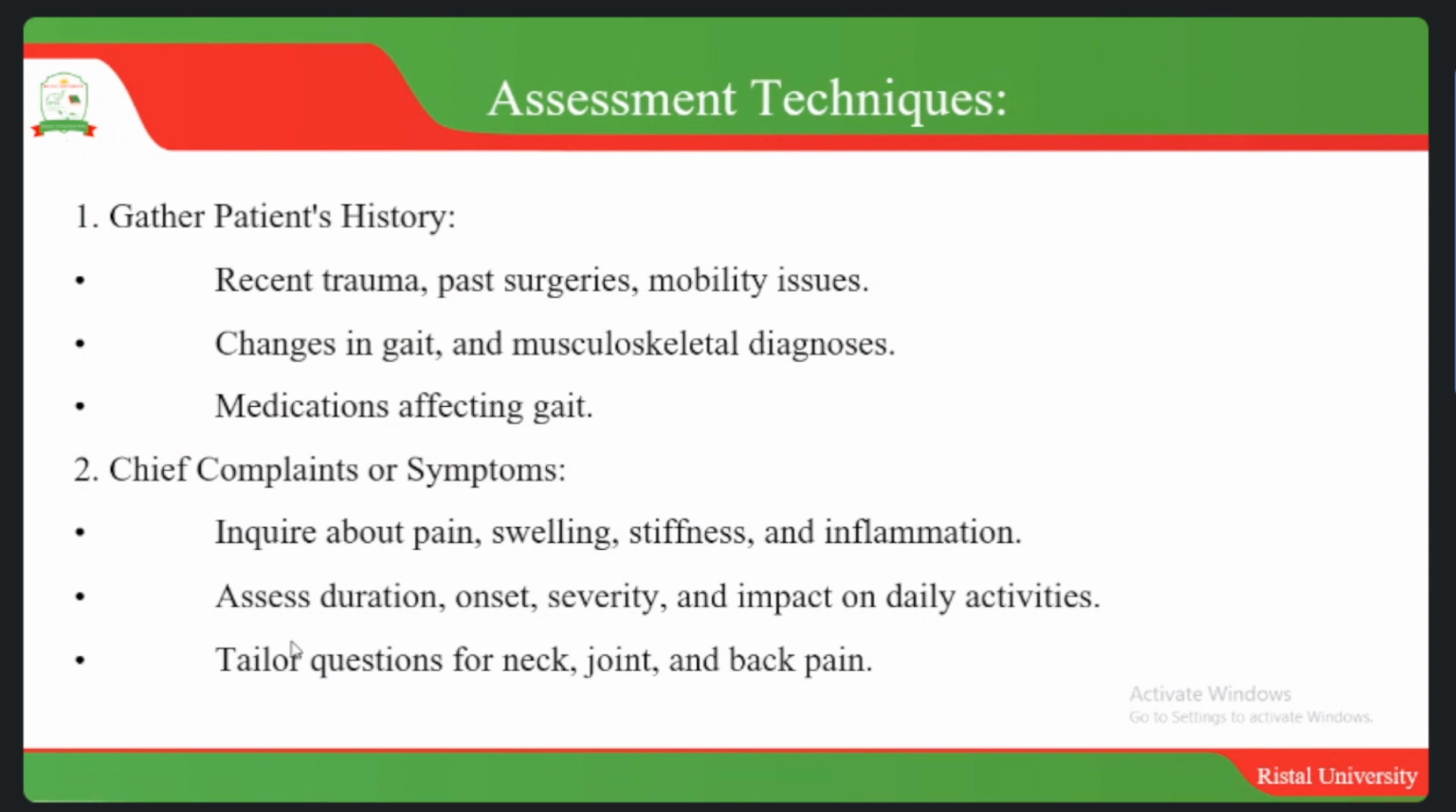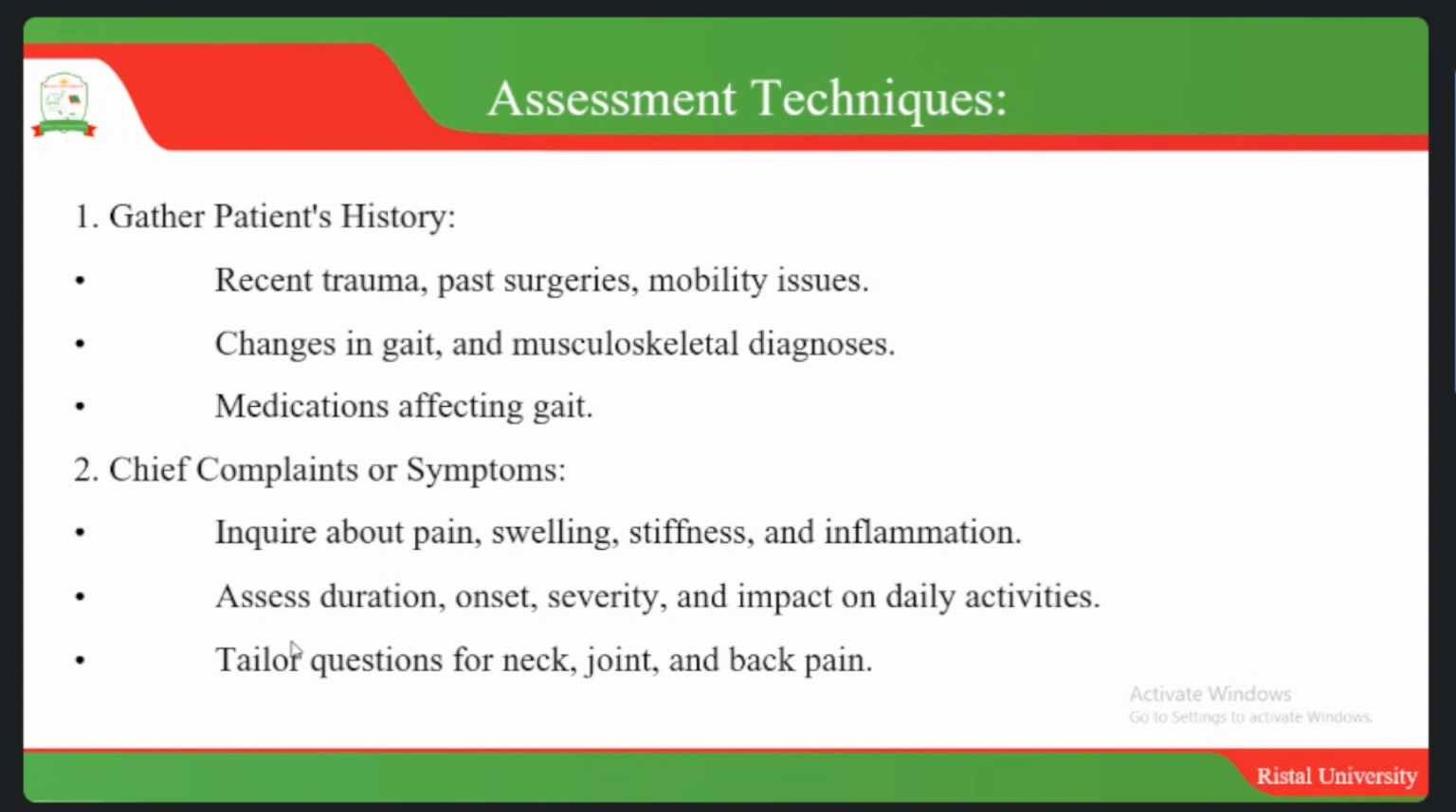You need to know what could be the complaints of your patients and what could be the symptoms relating to musculoskeletal system related conditions. So inquire about pain. If your patient has pain, where is the pain? Then in case of any swellings, find out what the swellings are about, then stiffness of either the limbs or the neck and so forth, and any kind of inflammation.